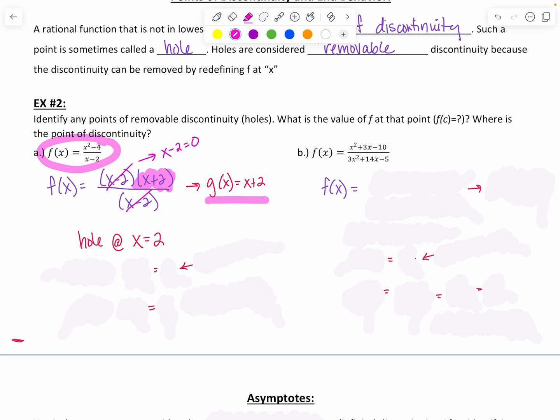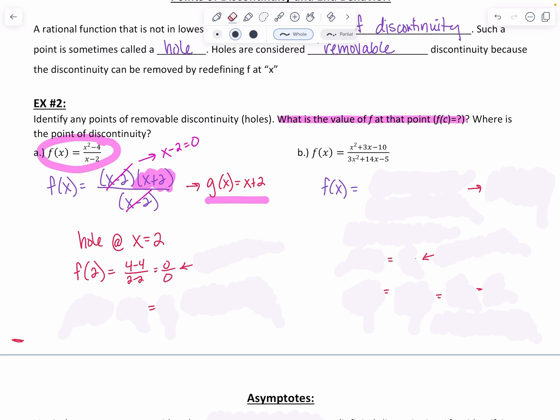The second part of the question says, what is the value of f of x at that point? So if we tried to take x equals 2 and plug it into our original function f, what would happen? So if we plugged in x equals 2, 2 squared is 4, so I have a 4 minus 4 on top. If I plug in a 2 on the denominator, 2 minus 2 on the bottom, 4 minus 4, I get 0 over 0, didn't you? So when you do this, 0 divided by 0 is not 0.